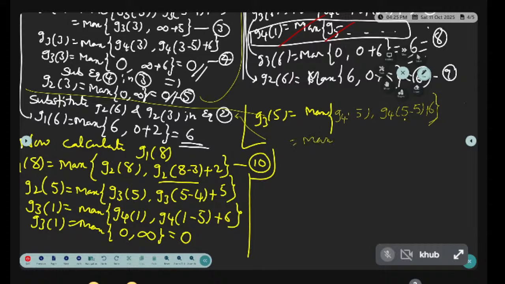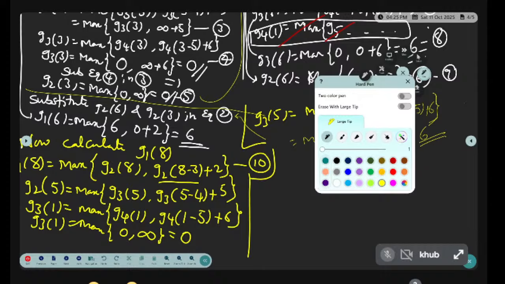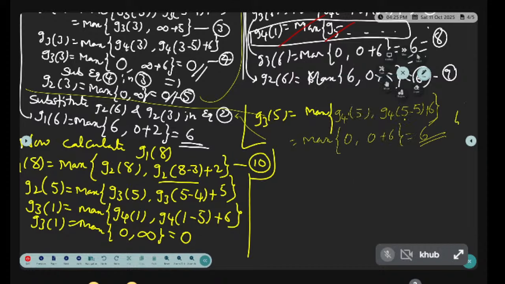This is equal to maximum of G4 of 5, which is 0, G4 of 0 plus 6, which is equal to 6. G3 of 5 has come. Here G3 of 5 is over. Now G3 of 1 is over.